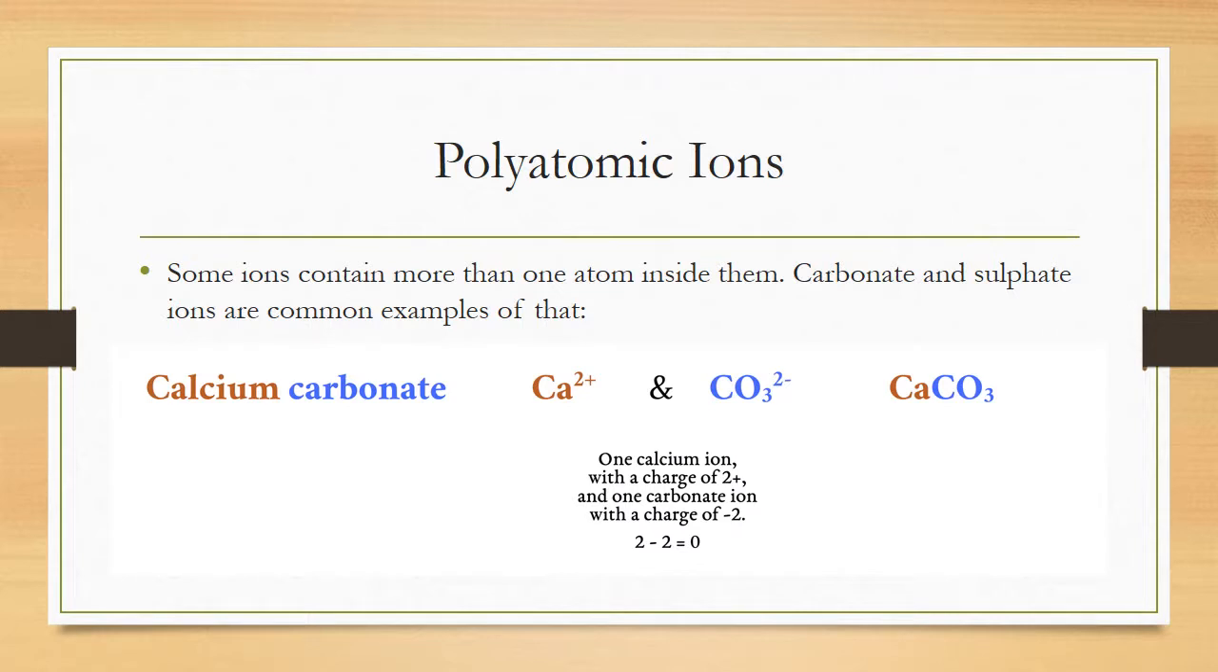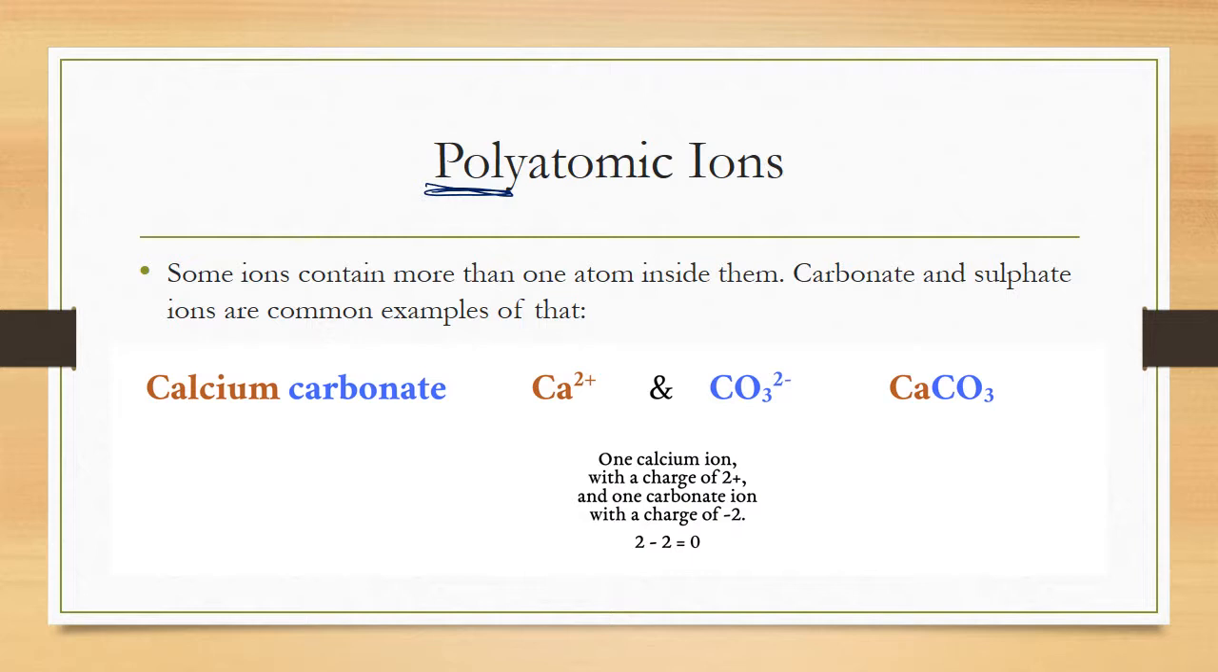The final example is something called a polyatomic ion. Polyatomic just means many atoms make the ion. So some ions contain more than one atom inside them. Carbonate, nitrate, sulfate are all examples of polyatomic ions. So how do you deal with these?